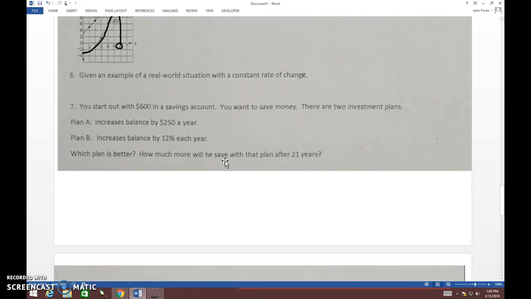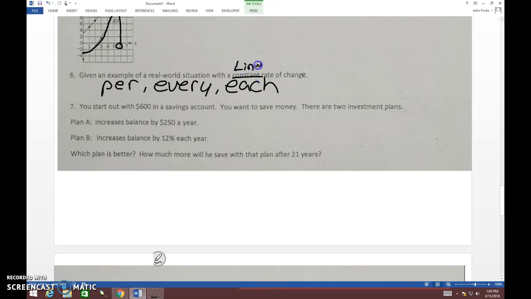All right, number 6, you could write anything in here. The key with number 6 is knowing that you need to see the words per, every, or each. Those are going to be key identifiers telling you that something is constant, or in other words, linear. Okay, because constant rate of change is the same thing as linear or slope. It has to have a constant rate of change. So look for the linear examples there. Per, every, or each.